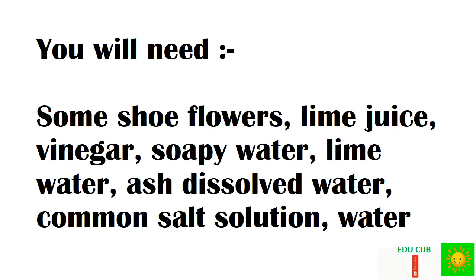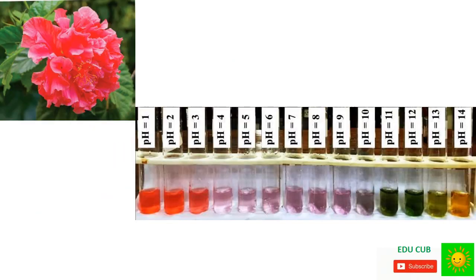You will need these things: shoe flower, lime juice, vinegar, like that. You have to make solutions. Boil the shoe flower and prepare a solution. Put equal volumes of the solutions which I have shown to you before. Put 2 drops of shoe flower boiled water into each test tube and shake it well. Then observe it. You can see different color changes in that set of test tubes.